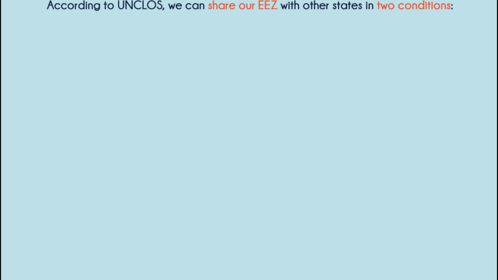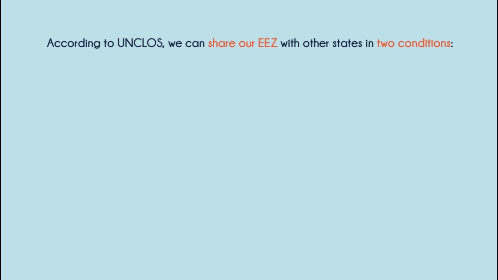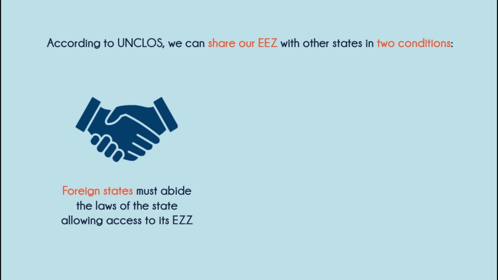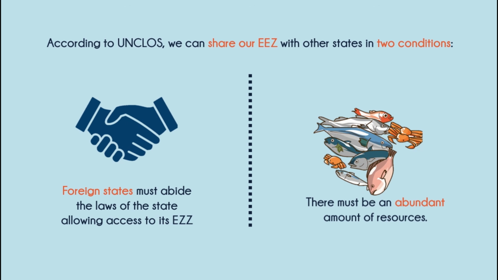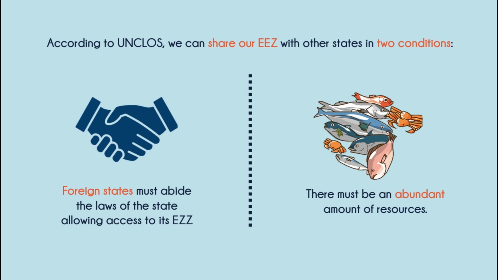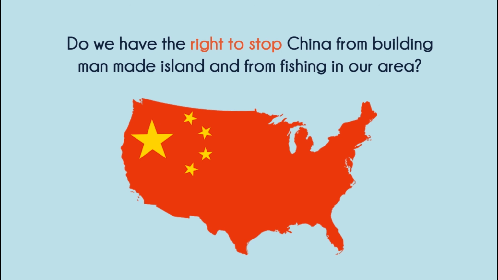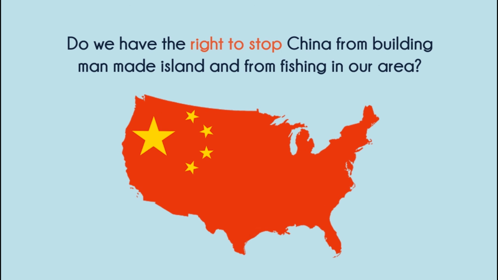According to UNCLOS, we can share our EEZ with other states in two conditions. First, foreign states must abide by the laws of the state allowing access to its EEZ. Second, there must be an abundant amount of resources. Let's go back to the question earlier.